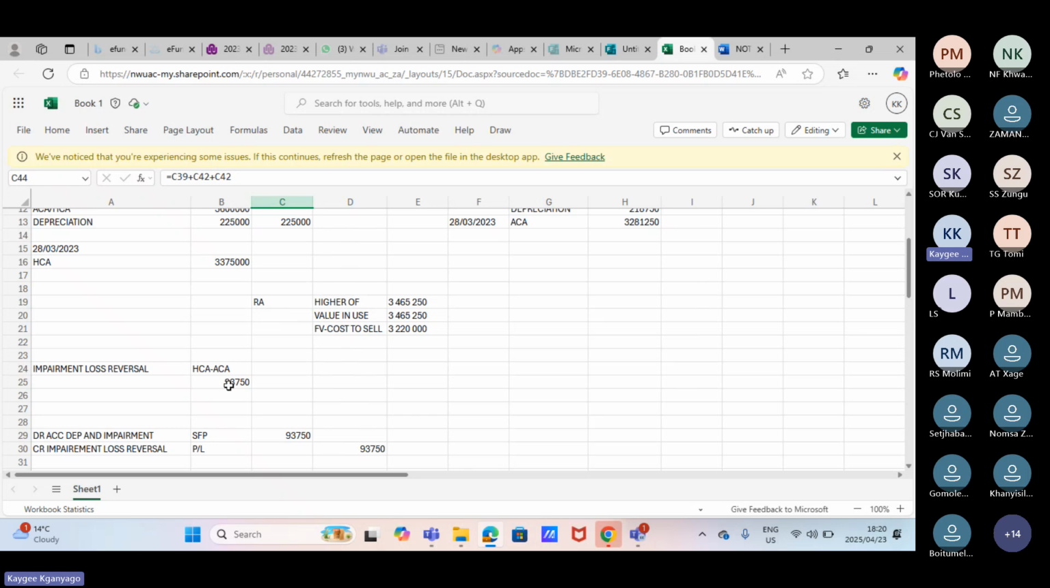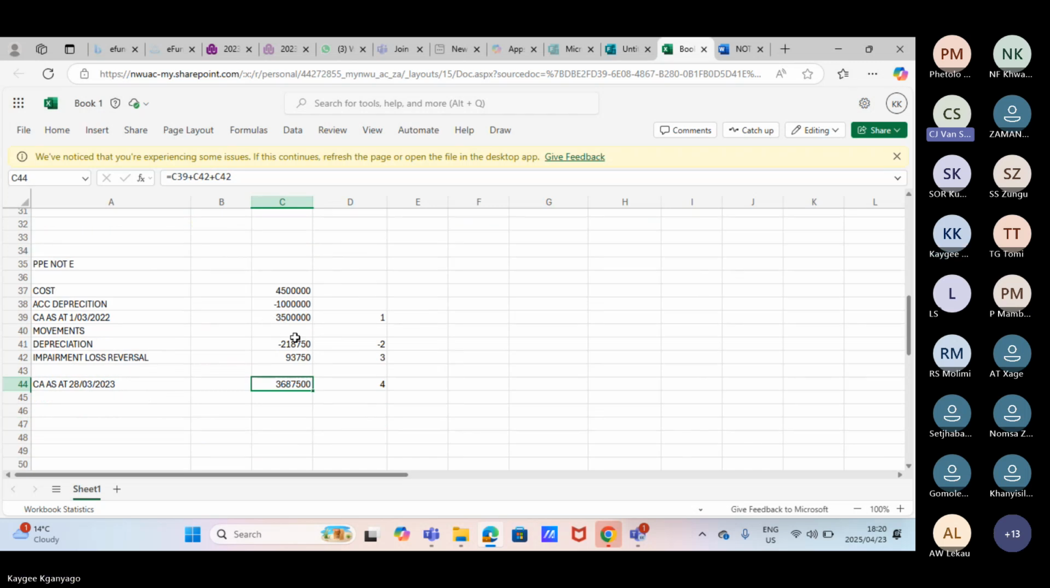And how much should my impairment loss reversal be? I don't have a physical calculator with me. That is correct, but you didn't include it in your movements. I'm saying the impairment loss reversal is correct, but your calculation or your carrying amount is incorrect. Okay, let me see. 3,500,000 minus 218,750 plus 93,750. Oh, it's wrong, ne?